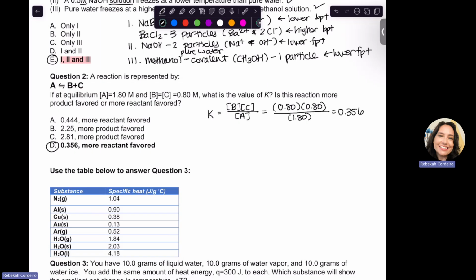But is it more reactant or product favored? Remember that if K is greater than 1, it's product favored, meaning the top of the fraction is bigger than the bottom of the fraction. If K is less than 1, it's reactant favored, meaning the bottom of the fraction is bigger than the top of the fraction. And if it's around 1, that means they're about the same.